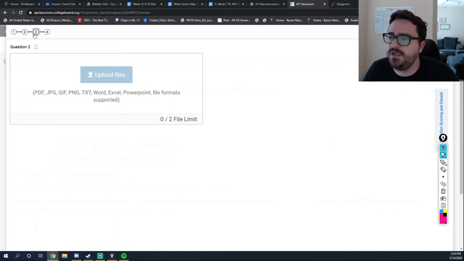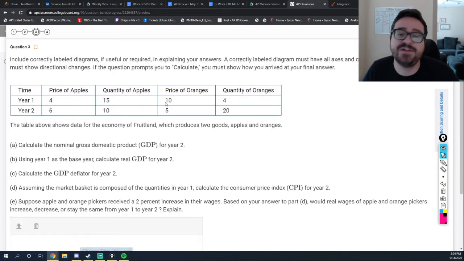Okay, question 3. Now, this is one of the ones that we did in class, in terms of, hey, there's prices and quantities. How do you find real GDP? There's no deflator. Freak out a little bit. This is one of the ways to find GDP that's not always listed as a formula. You have to understand it.